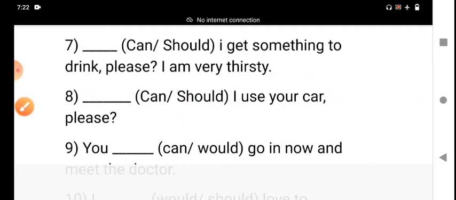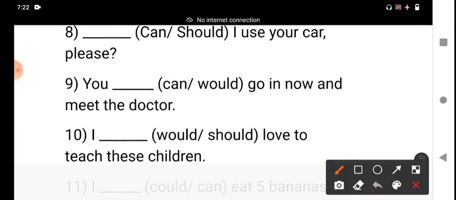And then we go to the 9th question. Are you clear or not, my dear students? Please concentrate and listen carefully. Which one is the right answer? Which modal verb do we have to select? The 9th one is: you dash go in now and meet the doctor. That means which one is the answer?